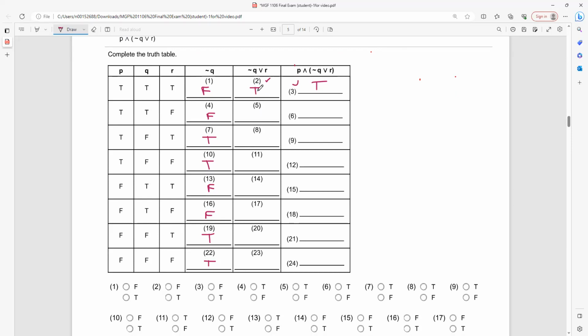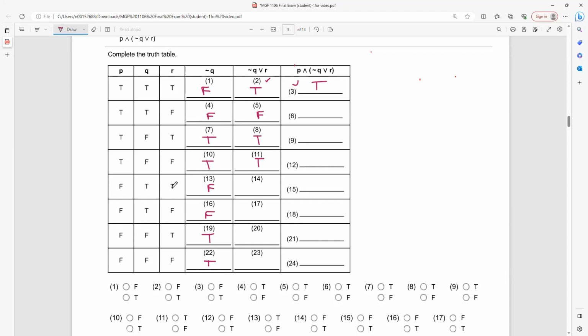Now completing our fifth column here, not Q or R. So we're looking for either of these being true statements, not Q being true or the R column being true. So this time, neither of those are true, so we're going to say false here. Both are true, so we would say true. One is true, the not Q is true. Therefore, we would still say true.